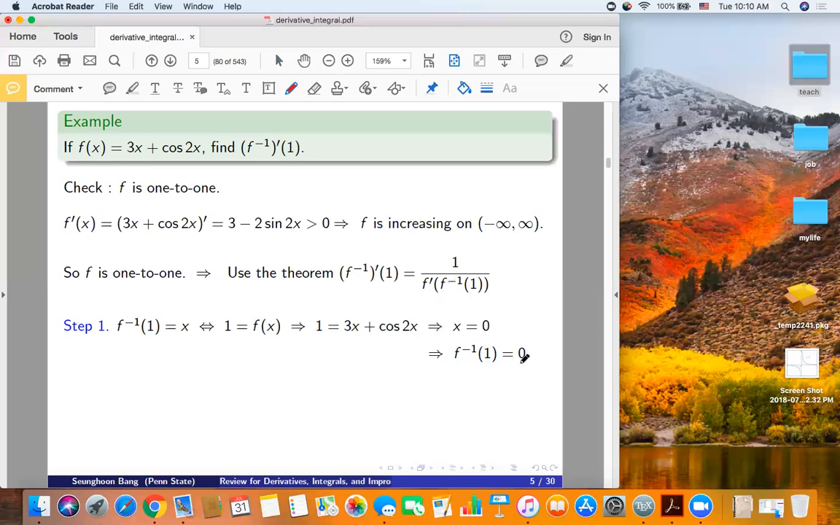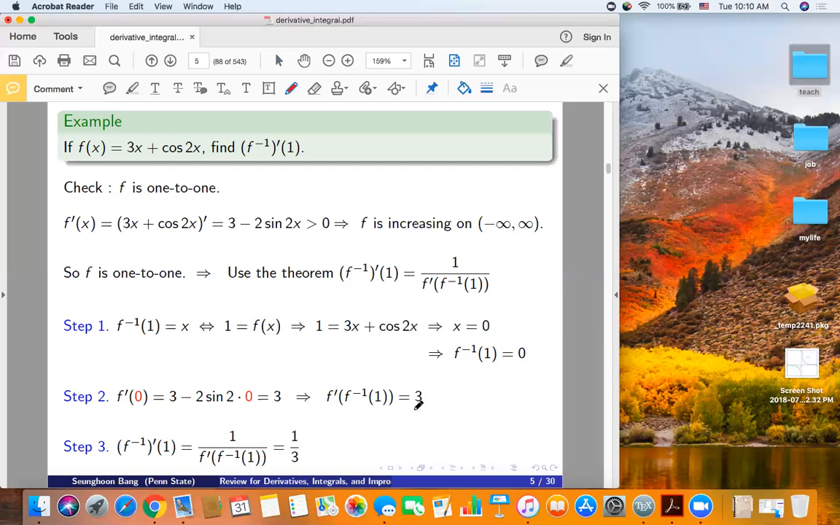The next thing, you plug this number 0 in here. You need to calculate f prime of 0: 3 minus 2 times the sine of 2 times 0. Sine of 0 is 0, so we have 3. The last one, find the exact answer: the reciprocal of 3, which is 1/3. This is the final answer. This is the whole idea for solving this problem.